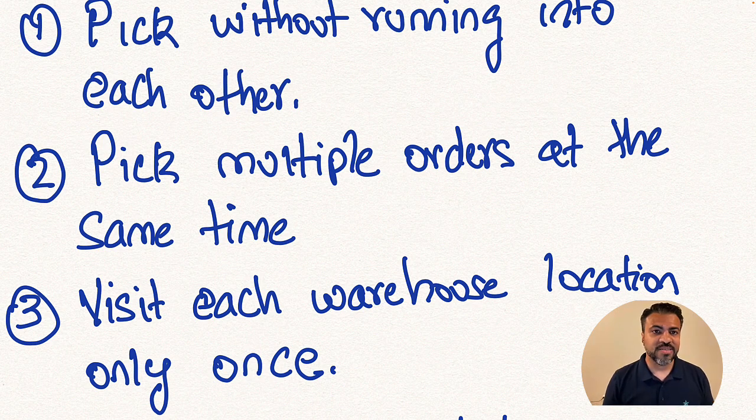So for instance, let's say I have 10 orders for an item that's located in A1-B1. I want to make sure that I go to A1-bin1 and grab 10 items, because I have 10 orders that I need to ship out for that specific product. So I want to grab all those 10 items at the same time. So I want to visit each warehouse location only once. That is one of the objectives. Make sense?